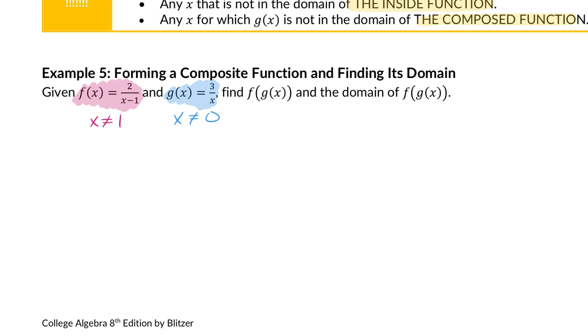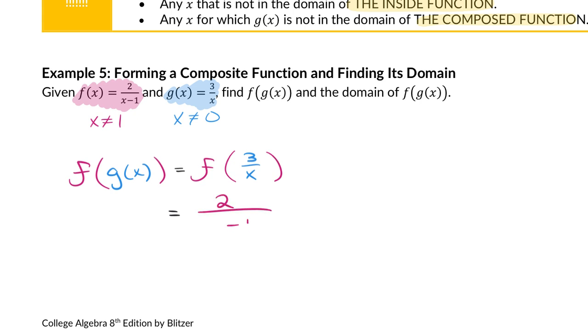Now let's compose them, because we have our ideas of the domain of the original functions. It asks me to do f of g of x. And we're going to find the domain after we do this. Okay, well, I'm going to take then the g function, which for me is blue, and plug it into the f function. Anywhere there was an x in the f function, I'm going to put the g function. So instead of 2 over x minus 1, I put 2 over 3 over x minus 1.